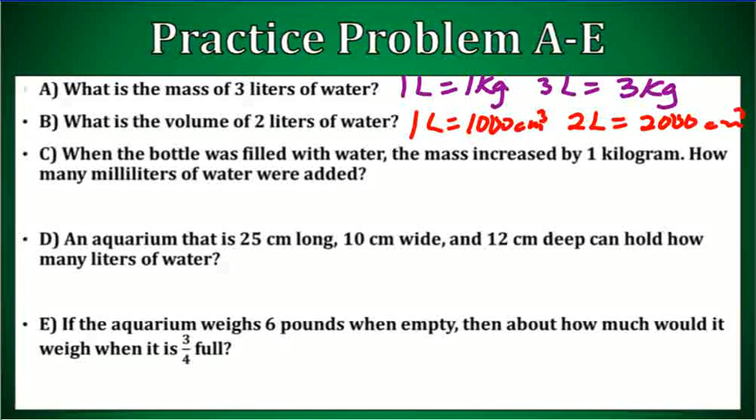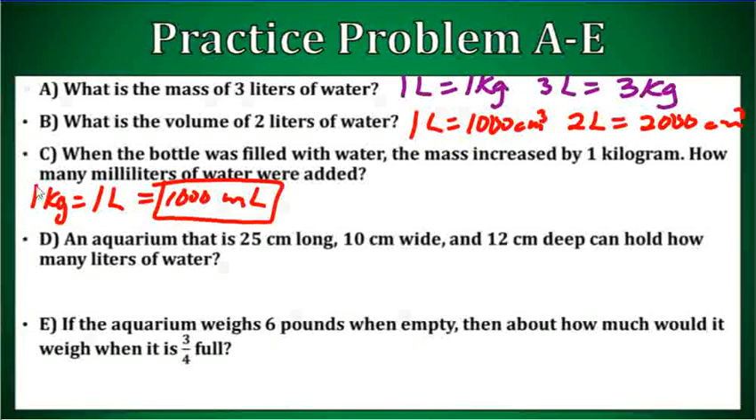Letter C, when the bottle was filled with water, the mass increased by 1 kilogram. How many milliliters of water were added? So 1 kilogram is the same as 1 liter, and 1 liter is the same thing as 1,000 milliliters. So we would say that there were 1,000 milliliters added to the bottle.